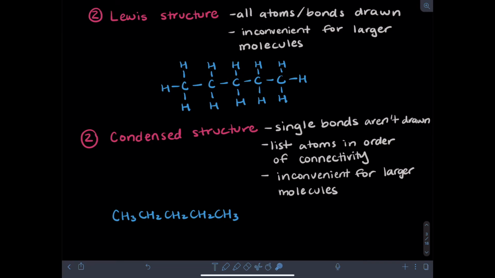The condensed structure here would be CH3, CH2, CH2, CH2, CH3. You can see those groups if you walked down the same chain of your Lewis structure. I could even condense this even more if I wanted to. Notice that I have 3 CH2 groups in a row. Another option for my condensed structure would be to write CH3, CH2 in brackets, subscript 3 for 3 repeating CH2 units, followed by another CH3.